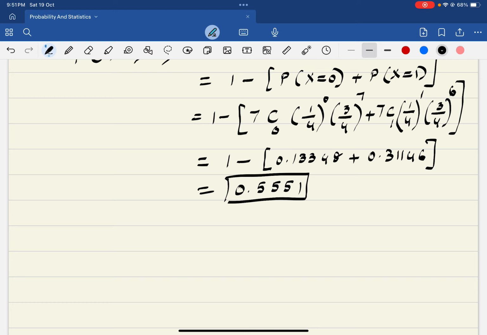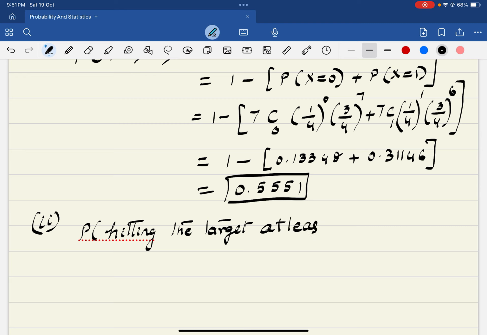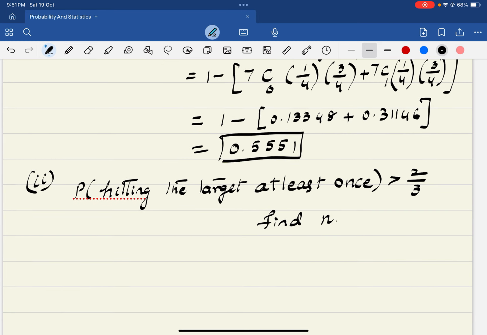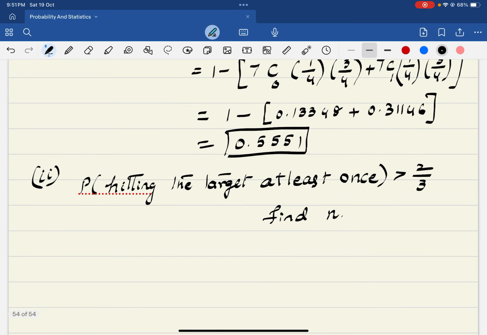So what he wanted to find out is, if he wants to hit the target at least once, how many times he has to do the trial. That is what the question is. So the probability of hitting the target at least once is greater than 2 by 3, then find n. This is what the question is: to find the number of trials he has to do.